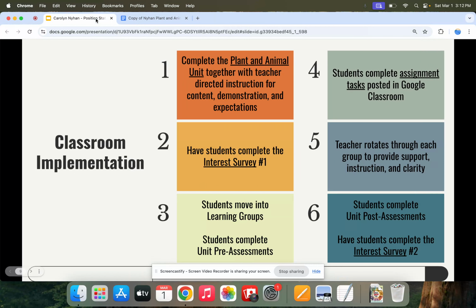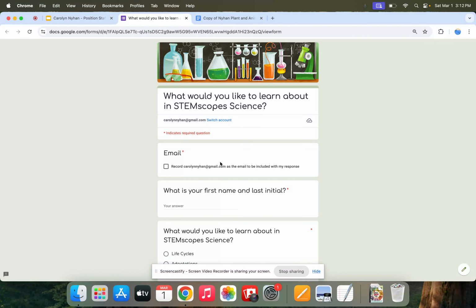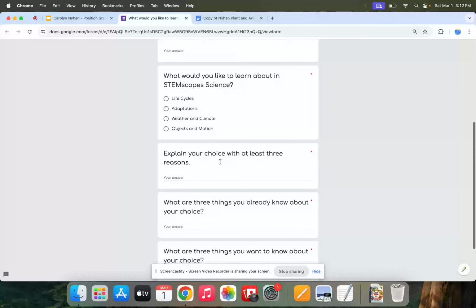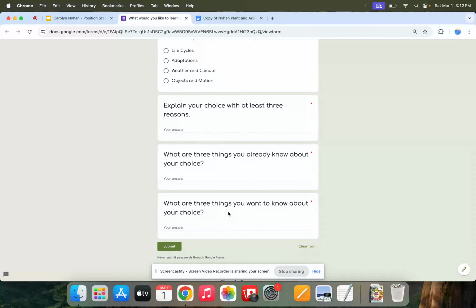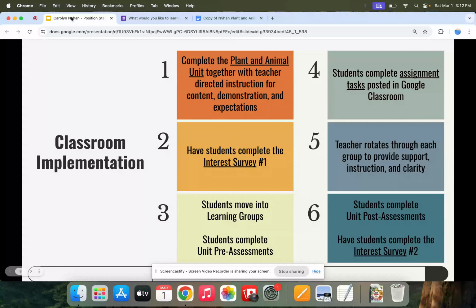Students would then choose the first unit they'd like to learn. Here is an example of how students would make their selection. Included in their selection would also be some writing prompts that they would need to complete. Students would then be moved into learning groups and complete an individual pre-assessment. Students would complete tasks for learning at their own pace.